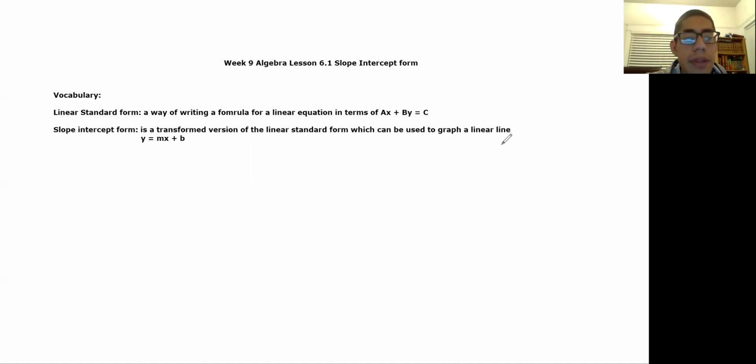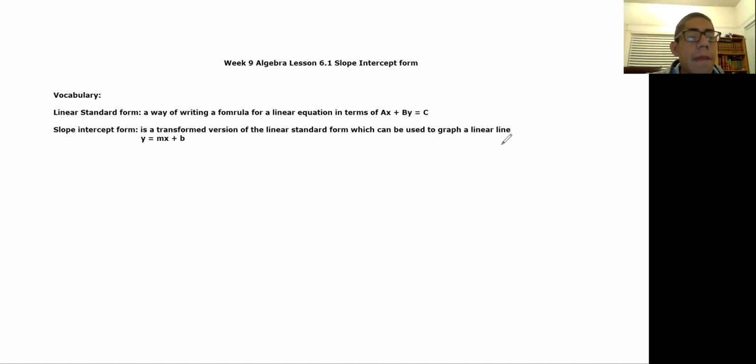As far as the vocabulary is concerned, linear standard form is a way of writing a formula for the linear equation in terms of ax plus by is equal to c. In other words, in order to write an equation for a straight line on a graph or a line in general, we usually want to write it in this way.